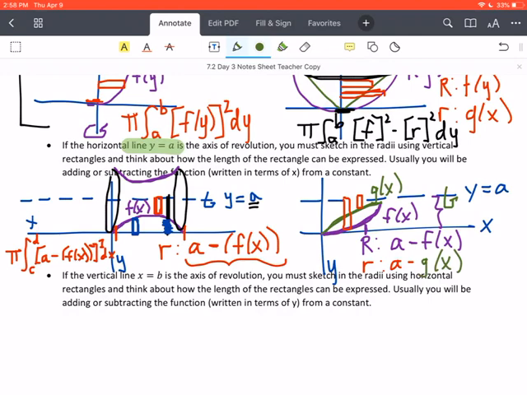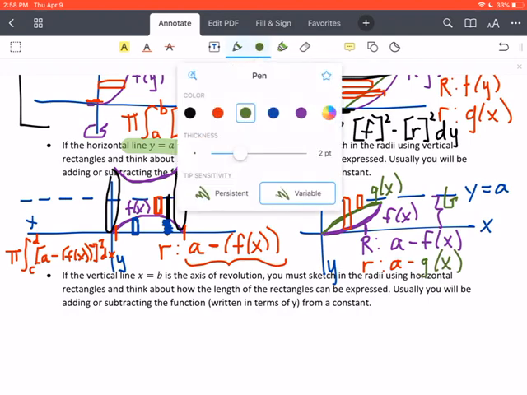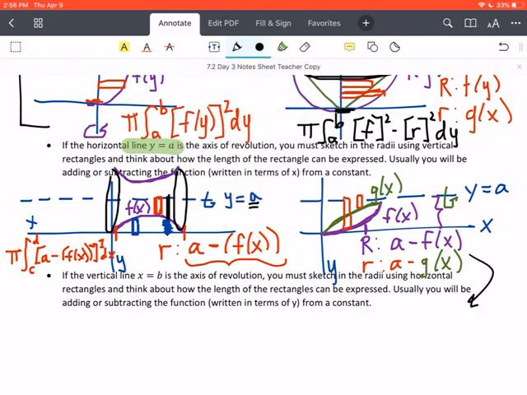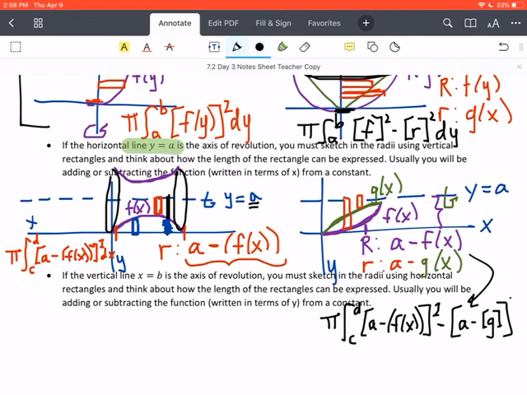Okay, so sorry, I'm kind of running out of room here. You organize better. But what is my integral going to be? My integral is going to be pi times the integral from c to d, and I'm going to take, let's see, a minus f of x, lots of parentheses, squared, minus a minus, I'm just going to write g quantity squared dx.